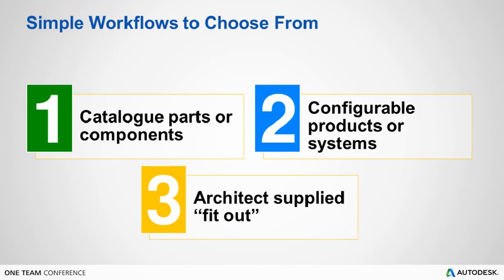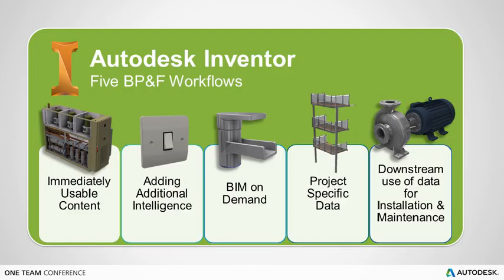Okay. Now, again, in the time we've got today, I'm just going to cover really three areas or three common workflows that we see typically within manufacturing for BIM. The first, catalogue parts or components, and then configurable products or systems, and architect supplied or fit out, if you like.